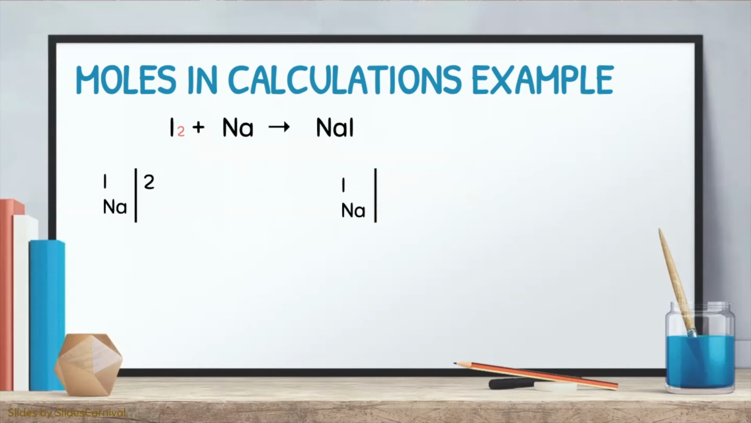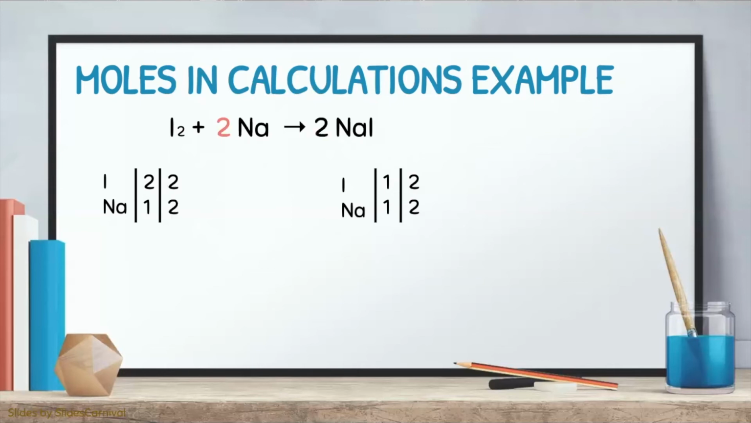So we have a 2 subscript on the I, so there's 2 iodine on this side, and only 1 sodium. And on this side, we have 1 iodide and 1 sodium. So our first step in balancing is trying to get the iodides equal. So we can put a coefficient of 2 in front of NaI to counter the I2 on the reactant side. However, now we have 2 sodium on the product side and only 1 on the reactant side.